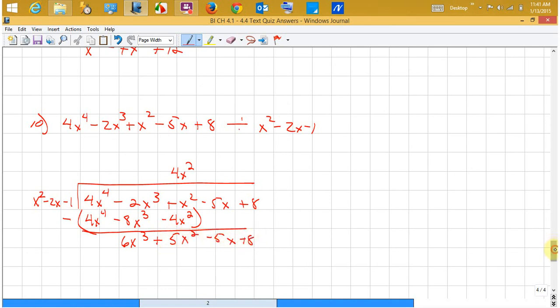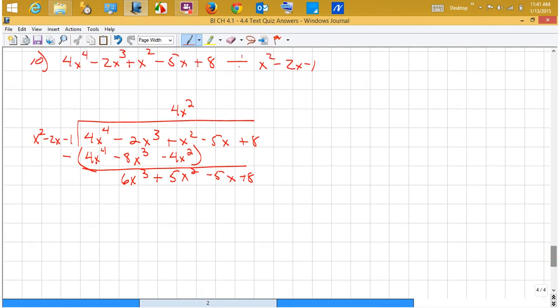So now let's get rid of the 6x cubed. I'm going to multiply by looks like a 6x. So that would give me 6x cubed. 6x times a minus 2x is going to be a minus 12x squared. 6x times a minus 1 is minus 6x, and we're going to subtract that. Okay, so 5 minus a minus 12. That's going to be plus 12, so I have 17x squared. 5 minus a minus 6, that's 5 plus 6, so I have plus 11x plus 8.